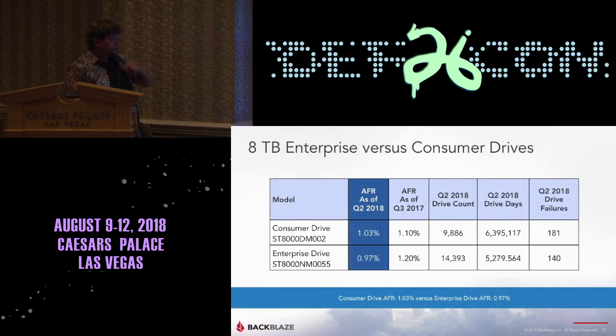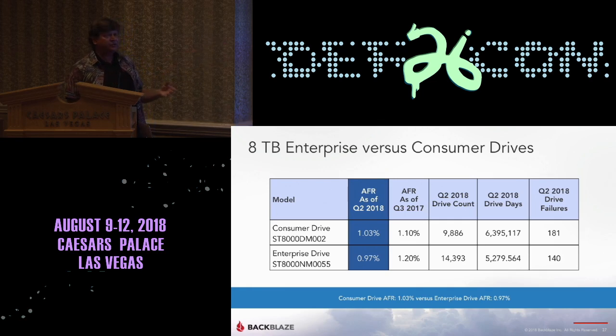So let's compare. These are 8 terabyte drives by the same manufacturer, 2 different models. One's a consumer one. One's an enterprise one. About a year ago, we did it. The failure rates in that second column, you can see where they were. Now you can see the current failure rates. That's within the margin of error, by the way. So you're sitting there going, I could spend $129 to buy that 8-terabyte drive, or maybe $159. Or I could spend $429 to buy the enterprise drive. I wonder which one I should do if I'm interested in failure. For us, it didn't matter.